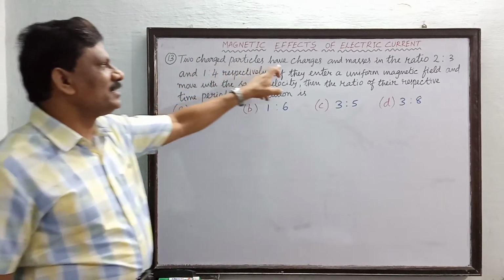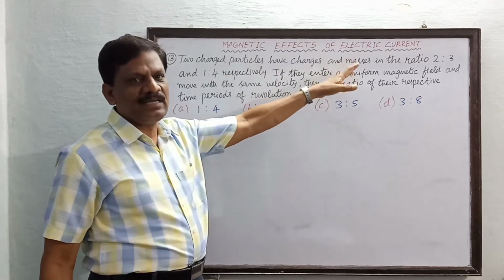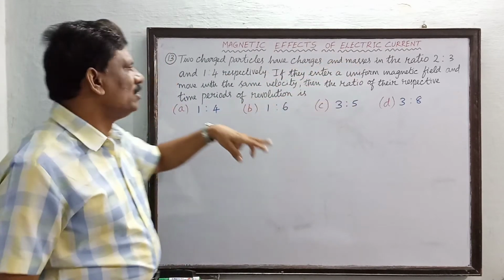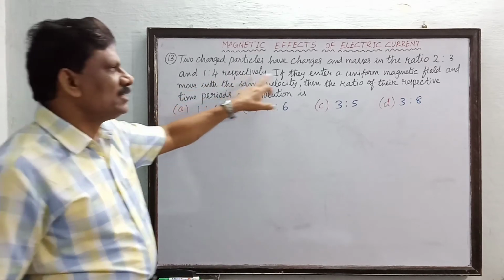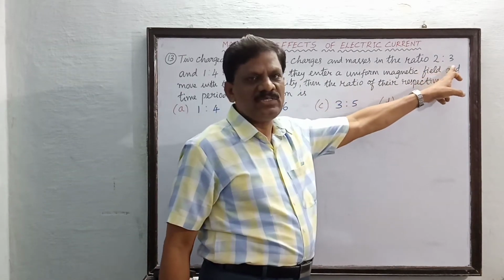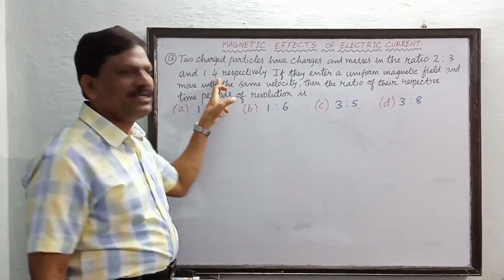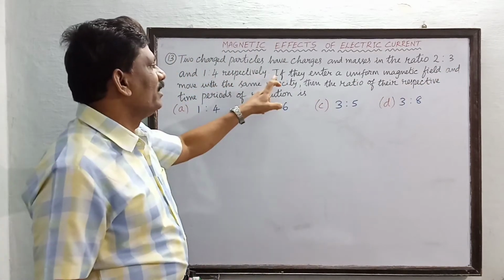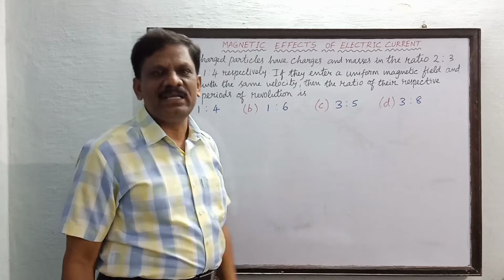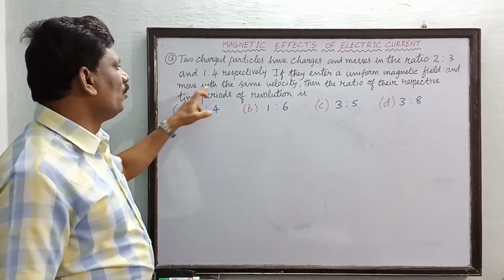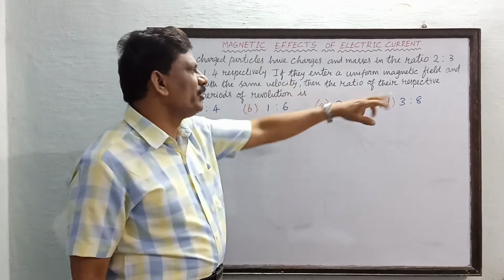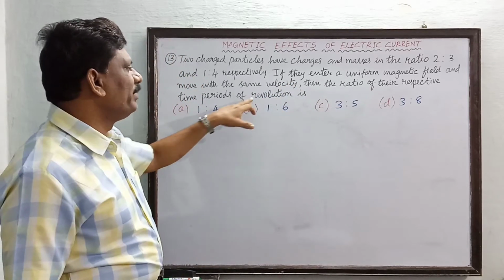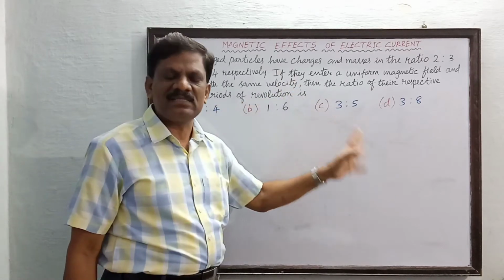Two charged particles have charges and masses in the ratio 2:3 and 1:4 respectively. So the charge ratio is 2:3 and their mass ratio is 1:4. If they enter a uniform magnetic field and move with the same velocity, then the ratio of their respective time periods of revolution is asked.